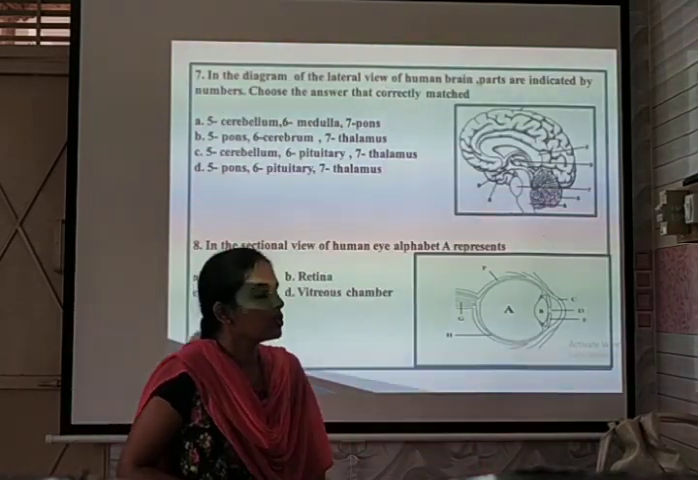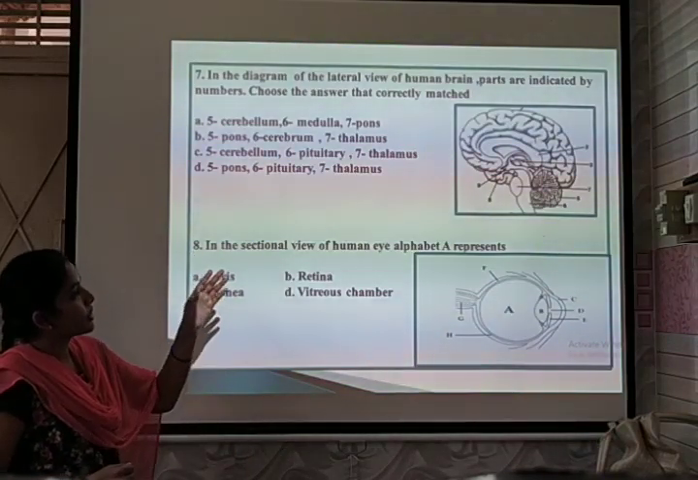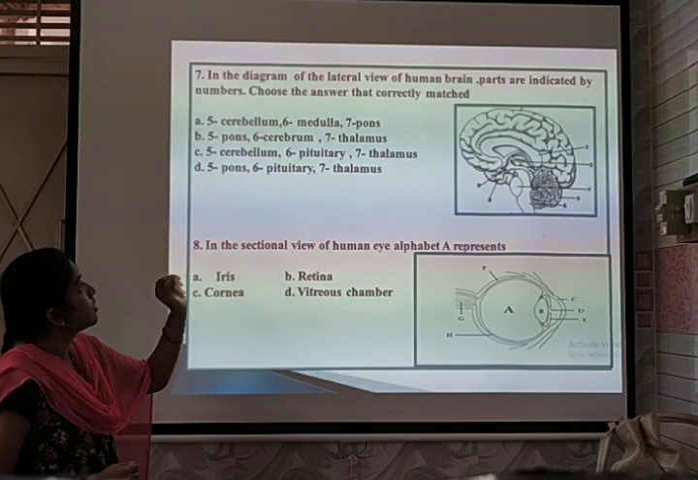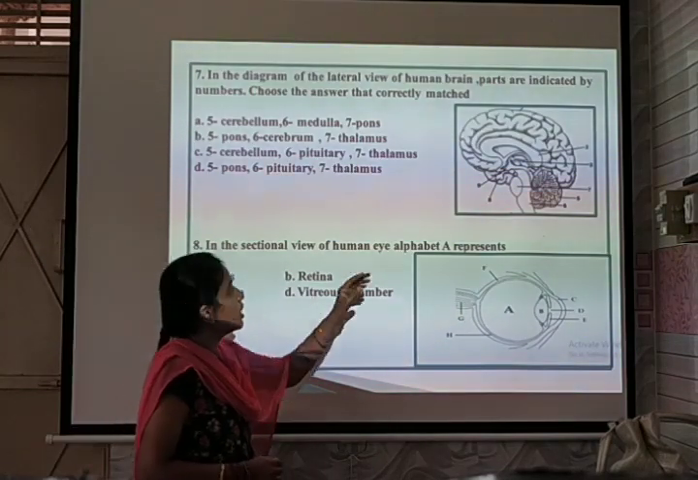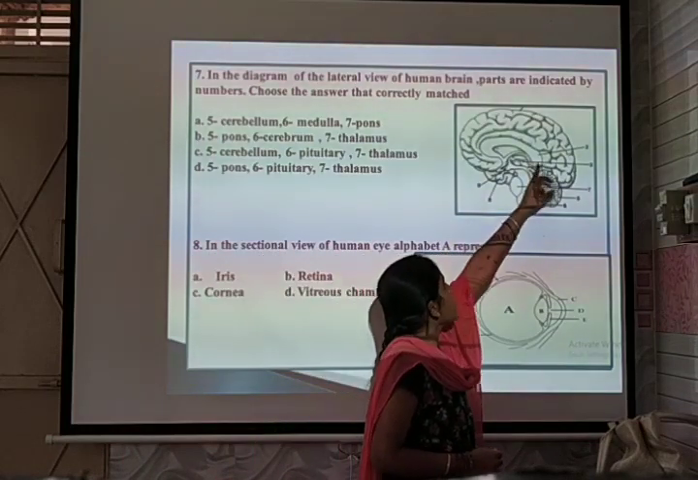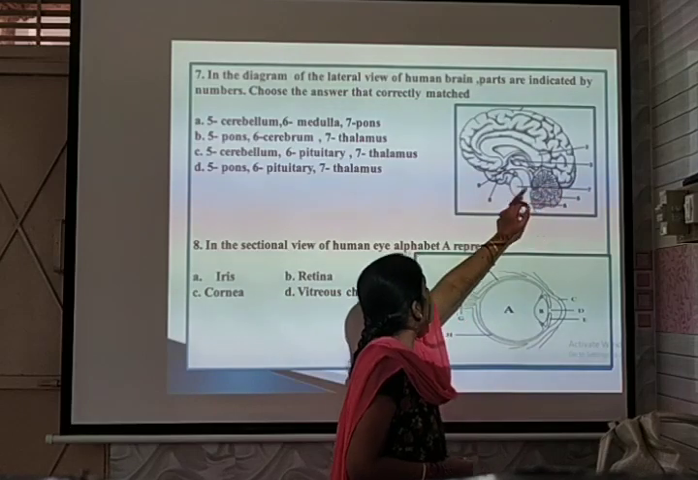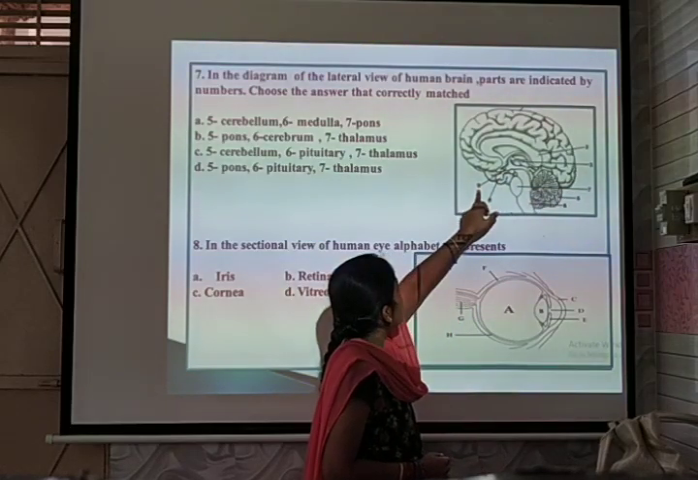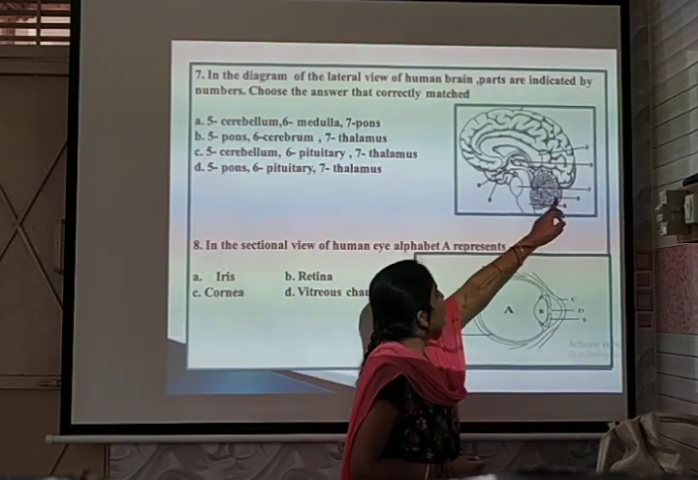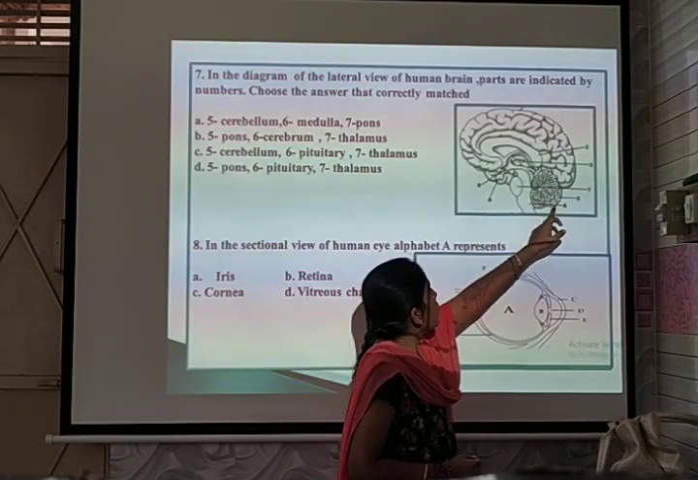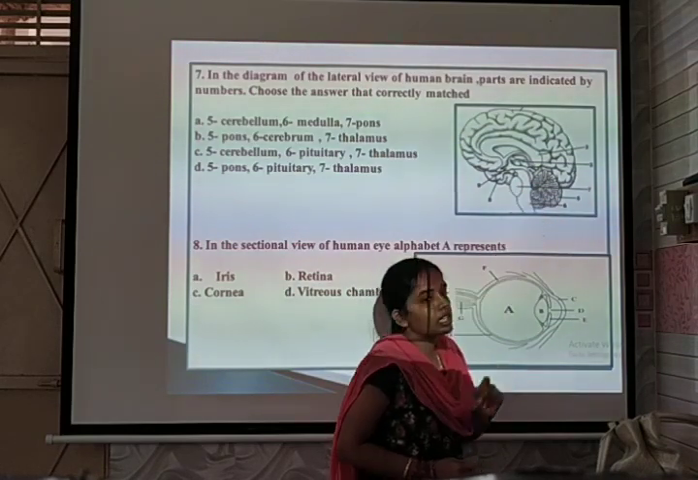So next one. In the given diagram, there is a lateral view of a human brain consisting of specific parts labeled by numbers. Choose the answer that correctly matches. Here the option 2 is labeled as corpus callosum. Next to that is the thalamus. This stalk-like structure is the hypothalamus, and a gland called the pituitary gland. Whereas the fifth one is cerebellum, the sixth one is the brainstem, the medulla region, and the seventh one is pons.